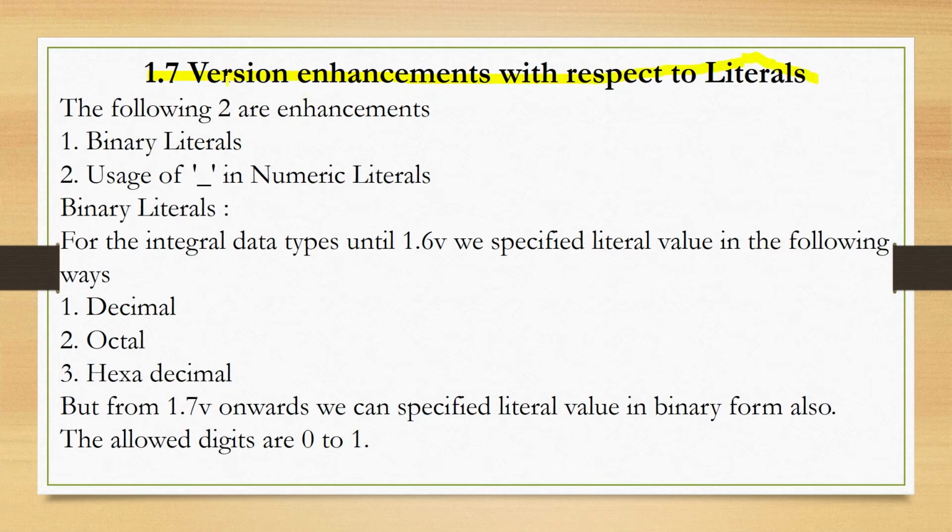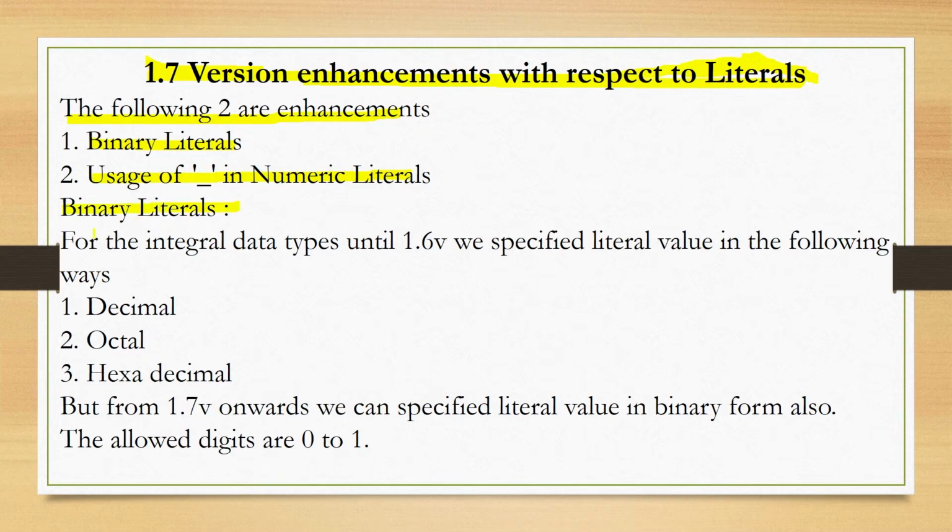When Java version 1.7 was released, it brought some enhancements to literals. So what were these? Let's take a look at them. The following two are the enhancements. The first is binary literals, and the second is the usage of underscore in numeric literals. We'll see both of these now.